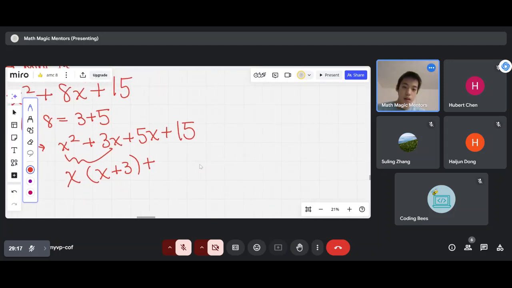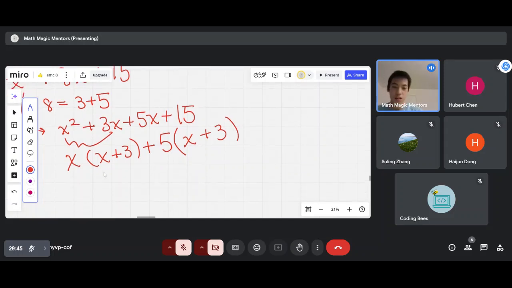Then the common factor of 5x plus 15 is 5. So you can factor out a 5. And what results in the expression inside of the parentheses will be x, because 5 times x is 5x, plus 3, because 5 times 3 is 15. And so look what we just did here.